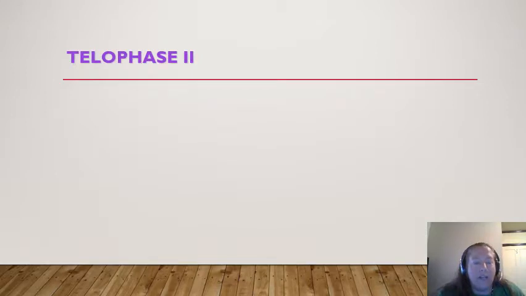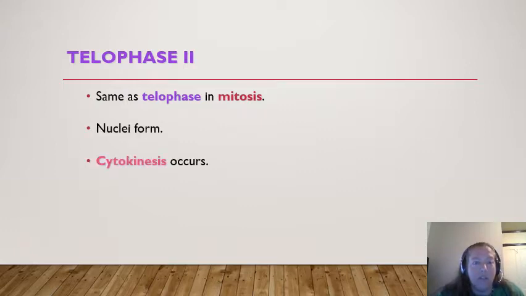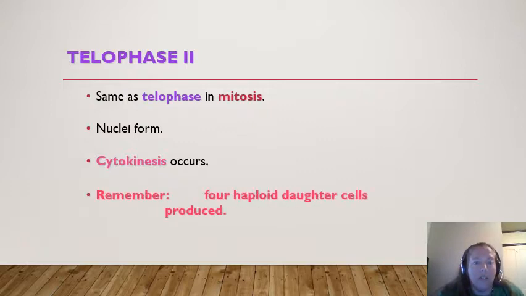Then the next stage is going to be telophase 2, same as telophase in mitosis. The nuclei will form around those sister chromatids. Cytokinesis will occur where it pinches together and creates two separate cells. And remember, when we are talking about meiosis, that there are 4 haploid daughter cells that are being produced. Whether you have sperm or egg, you're going to have 4, okay?